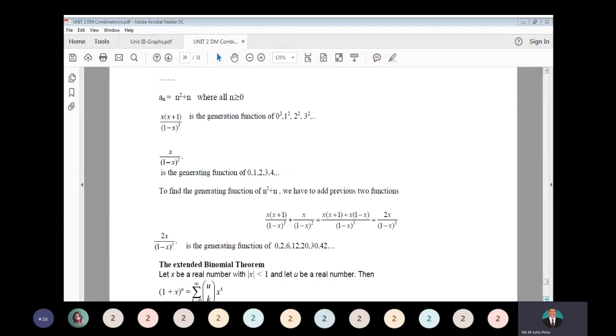The second term denominator is 1 minus x square. So for the first term numerator, multiply by 1 minus x. So you will get x into x plus 1 plus x into 1 minus x divided by 1 minus x cube. Multiply and simplify, we will get 2x by 1 minus x whole cube. So 2x by 1 minus x whole cube is the generating function of the sequence 0, 6, 12, 20, 30 and 42.